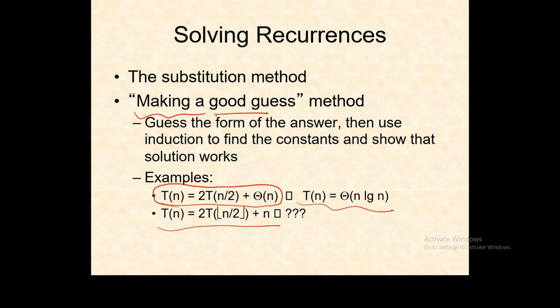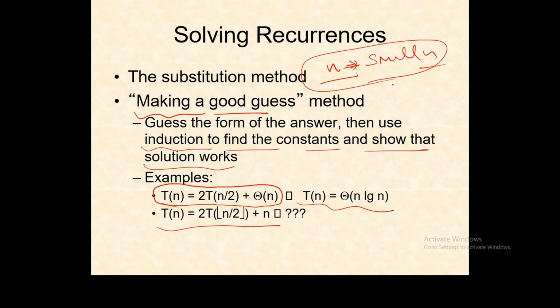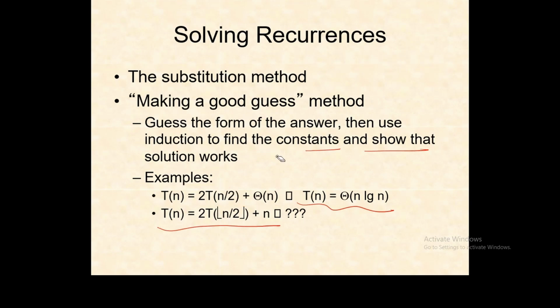So in the recurrence relation, we simply make a good guess of the form of the answer, then use the induction hypothesis to find the constants and show that the solution works. So in mathematical induction or the induction hypothesis, we simply prove the guessed solution on smaller values of n, and after that we prove it for larger values of n, and then we find the constant values according to the bound, like if we are finding the lower bound or upper bound.